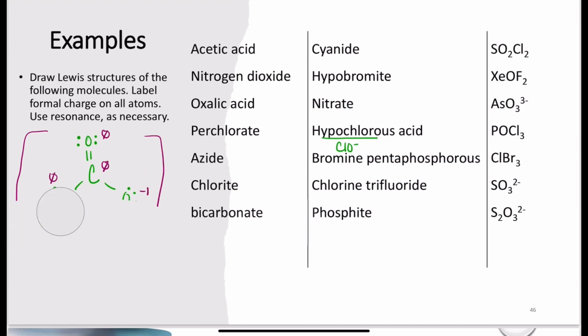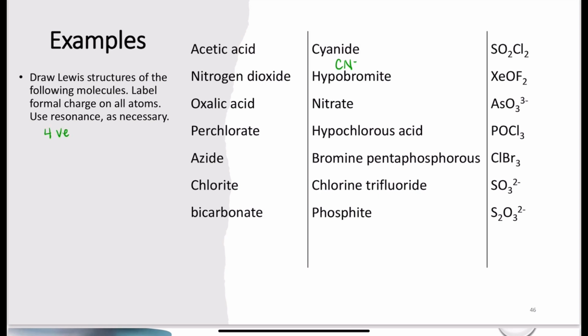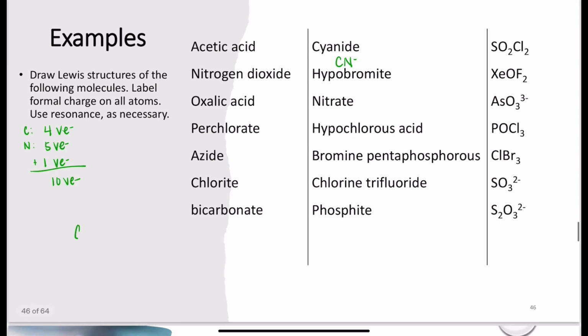On to cyanide. CN minus. 4 valence electrons for carbon. 5 valence electrons for nitrogen. And I'm adding 1 valence electron for that negative charge. So 5 plus 4 plus 1, 10 valence electrons.